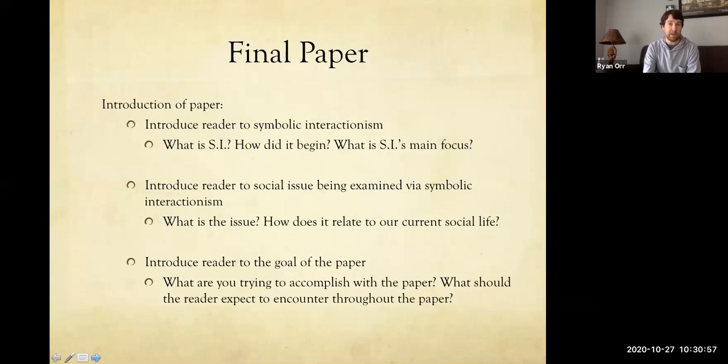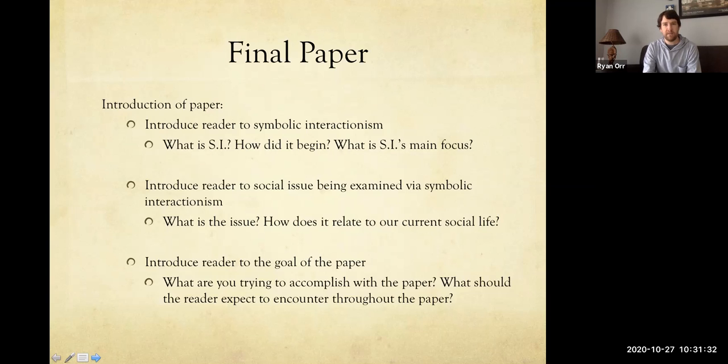So when you're introducing the reader to symbolic interactionism, you can think about these questions. What is symbolic interactionism? How did it begin? What is the main focus of the perspective? So again, a little bit of background, how it came to be, and the main ideas, the main focus when using symbolic interactionism. That will give the reader a good taste, a little bit of a foundation which they'll use throughout the rest of the paper when reading your body and your conclusion.